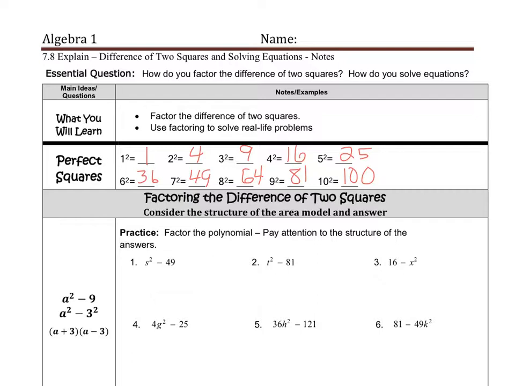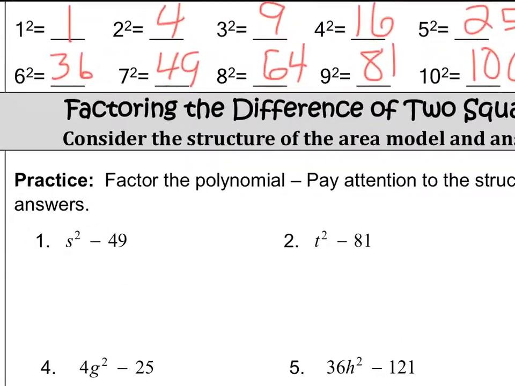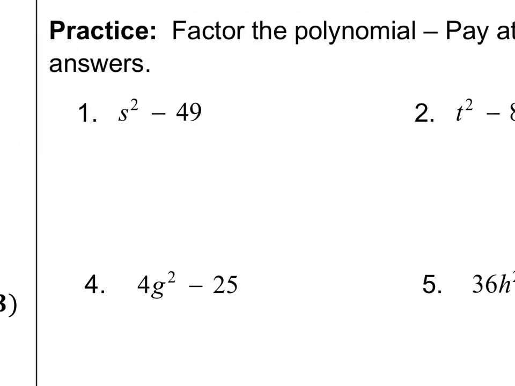Okay, well, each one of these is a perfect square minus another perfect square. I've got a perfect square here, and I'm subtracting another perfect square. We call this pattern the difference of 2 squares. So, a perfect square minus a perfect square. We're going to start by factoring number 1.